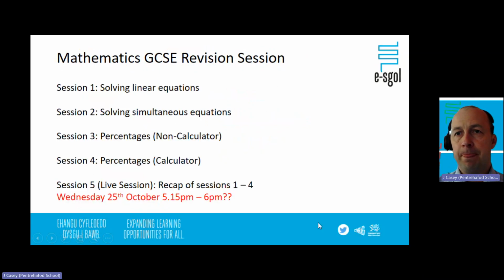First of all, this is the second session I've done. This is solving simultaneous equations. I've previously done a session on solving linear equations. Then Mrs. Dixon, also of Pendrahowell School, is going to do 2 sessions on percentages. And then we're going to do a summary lesson later on in October.